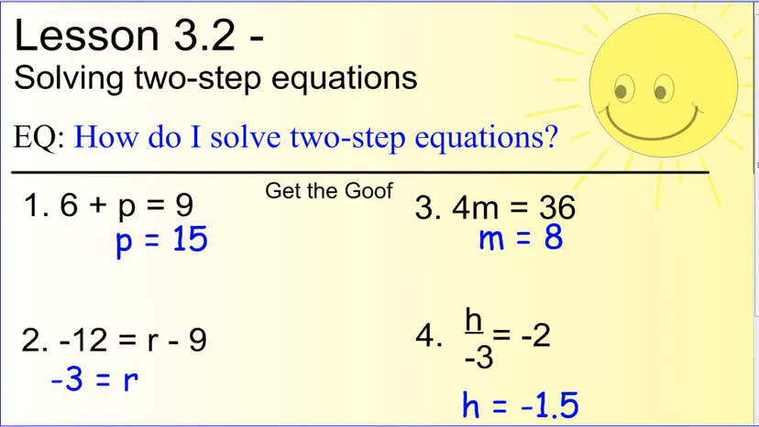The last lesson we were doing one-step equations, and what we saw is that we always do the opposite of what's happening to the variable, and that got rid of the math. So these are examples of that. So let's see here.